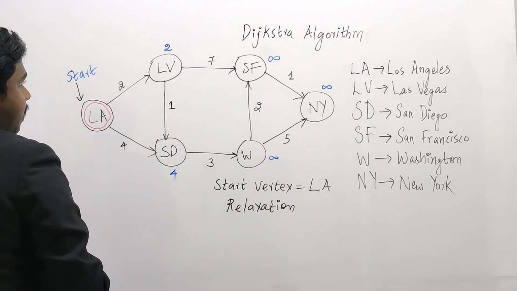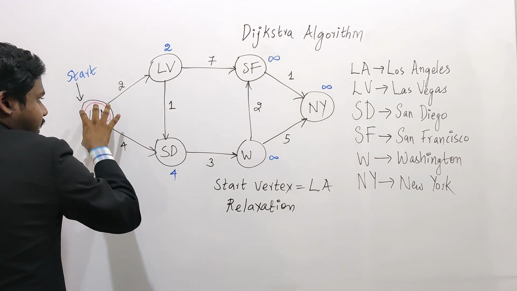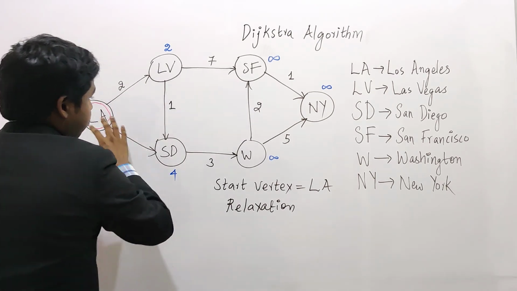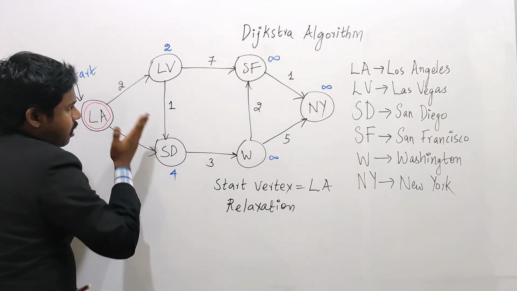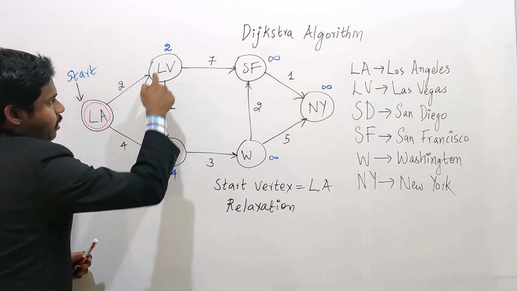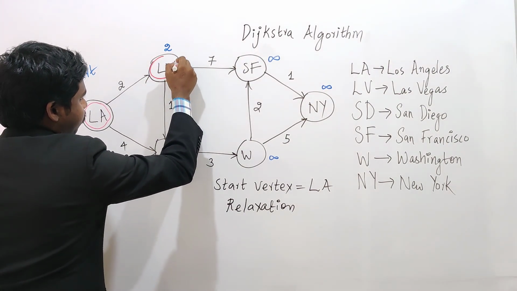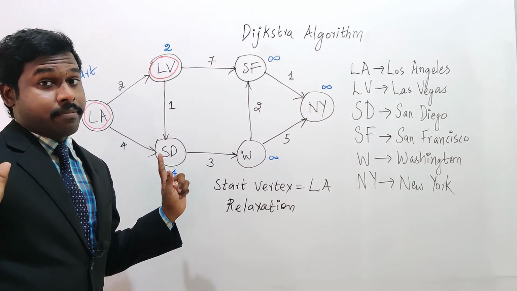Now the next step: you are right now in LA, and you have to find out the shortest path from LA. There are 2 possibilities. You can go here or you can go here. Which is the shorter one? 2 is the shorter one. So you have to reach here. Once you reach here, this is confirmed now. You have reached here, confirmed.